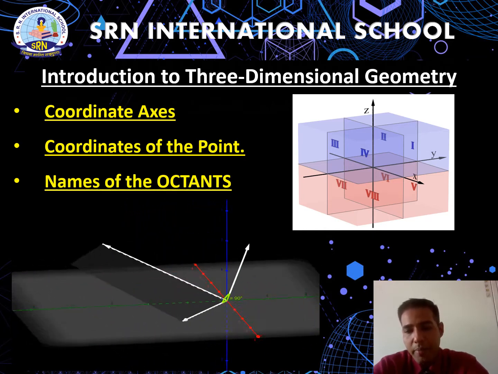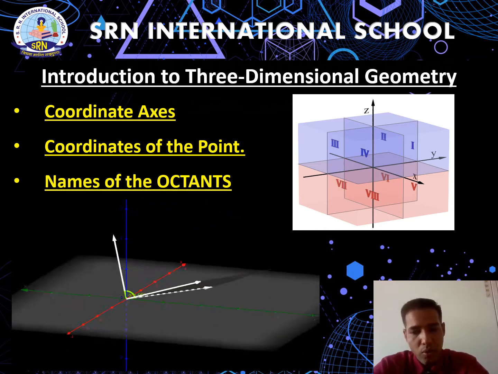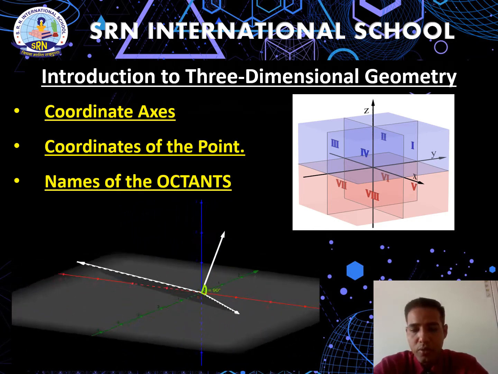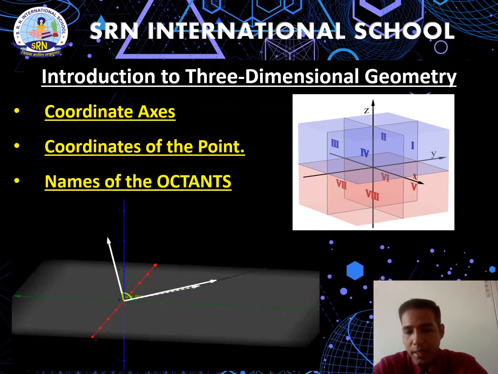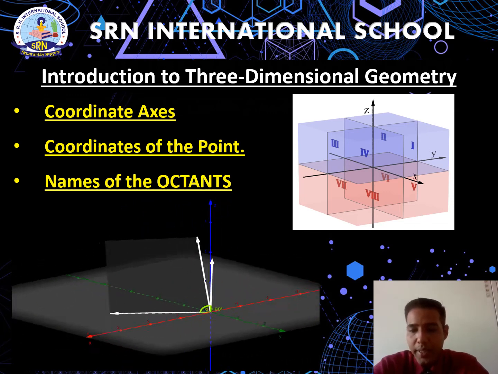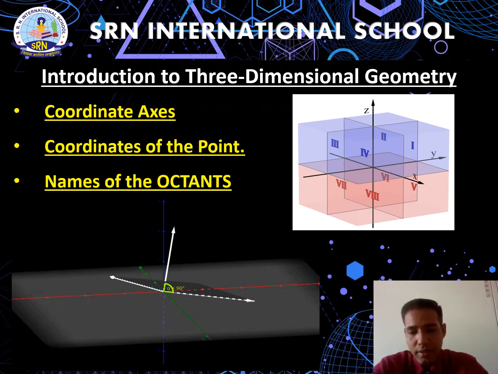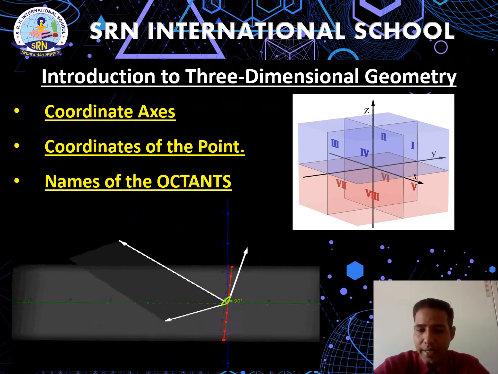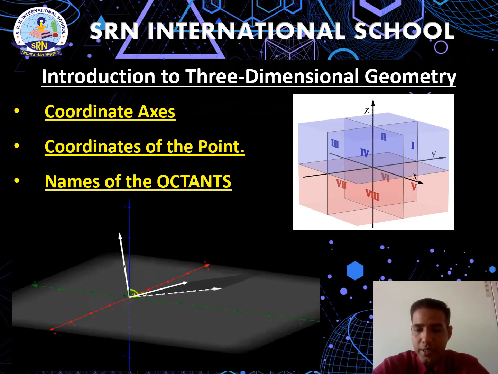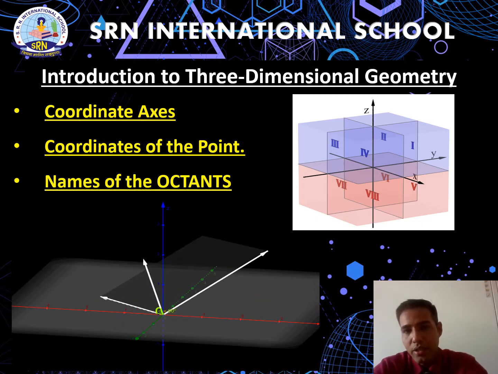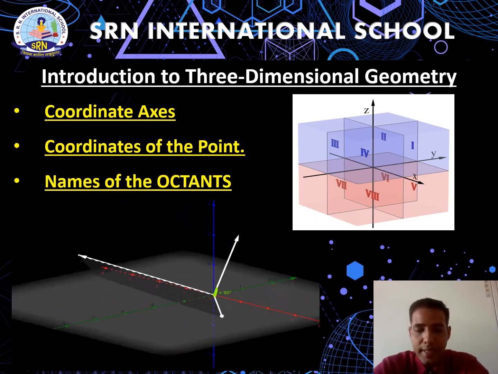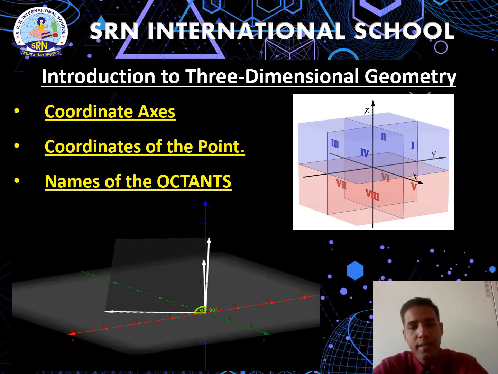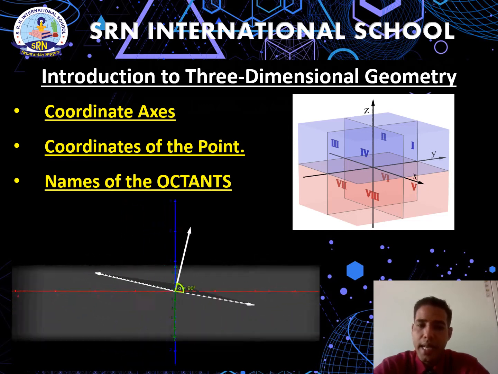Now consider three planes intersecting at point O such that these planes are mutually perpendicular to each other. These three mutually perpendicular planes intersect each other at the straight lines, namely x dash ox, y dash oy, and z dash oz. So these three lines are named as x-axis, y-axis, and z-axis in the three-dimensional geometry.